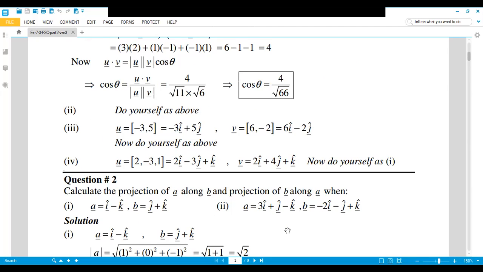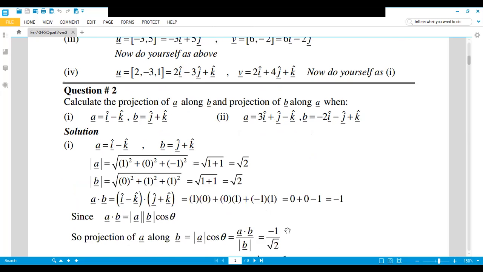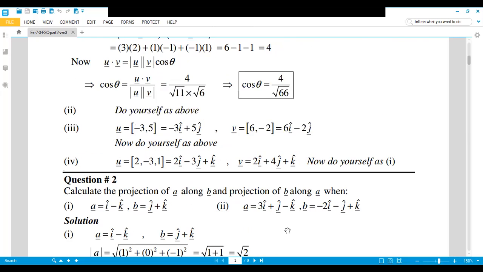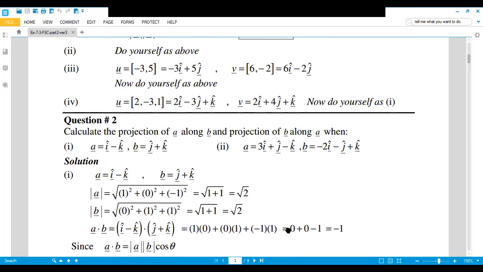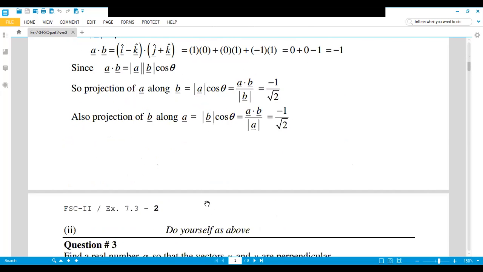Question number 2. The fourth part is also included, so you try it by yourself. Question number 2 is: calculate the projection of A along B and the projection of B along A. You are given 2 parts.